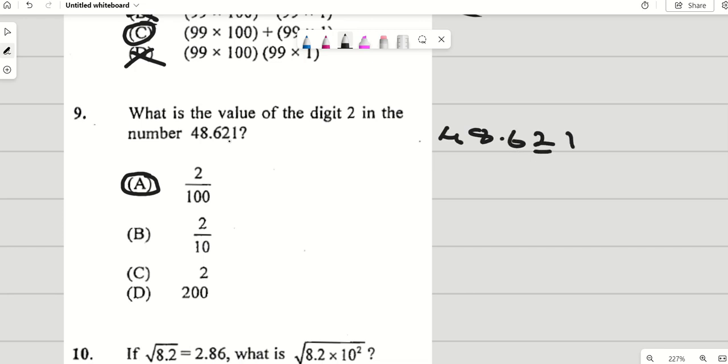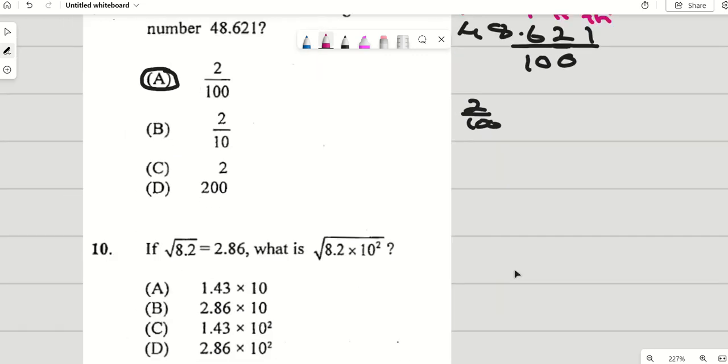48.6212, this would be over. You count your decimal point as 1. And how many digits to reach 2? There are 2 digits, so you put 2 zeros. So it would be 2 over 100. Or if you don't remember this, there is the way that we know that this is ones, this is tens, this is tenths, 6 tenths, and this is 2 hundredths, and this is 1 thousandths. So it is 2 hundredths, which is 2 over 100.